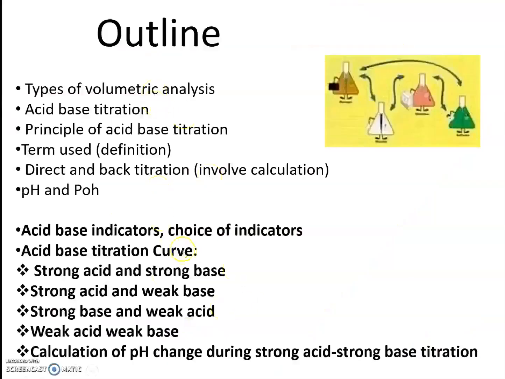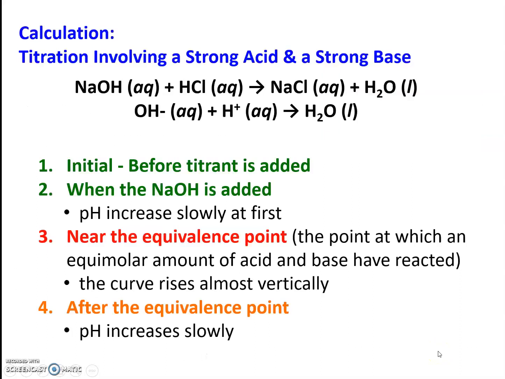Okay, for the last subtopic is calculation for every stage for pH change. It includes strong acid versus strong base titration only. So the calculation for titration, for your syllabus, involves strong acid and strong base. For example, between strong base sodium hydroxide and strong acid hydrochloric acid, to form sodium chloride, a neutral salt, and water, where the pH at equivalence point is 7.